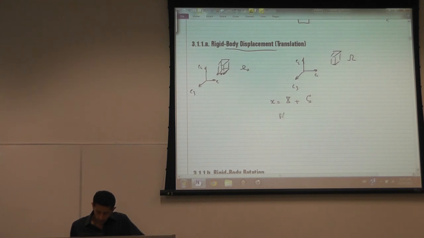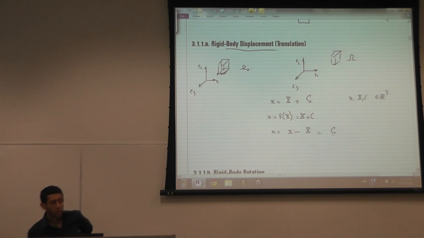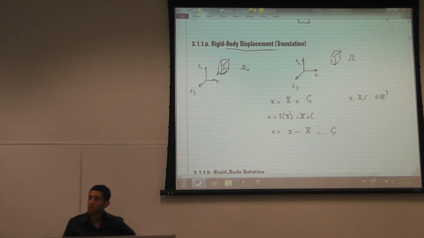and F of x, which is equal to x, is equal to x plus c. These are all vectors. x, x, and c are vectors. And the displacement is equal to the new position minus the old position, which is equal to c. So the vector c gives me that constant field, because it's constant at every material point. U is the vector field representing the displacement of the object.